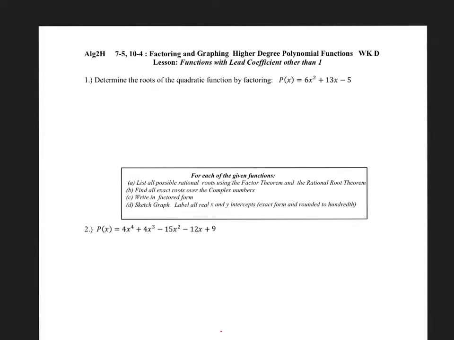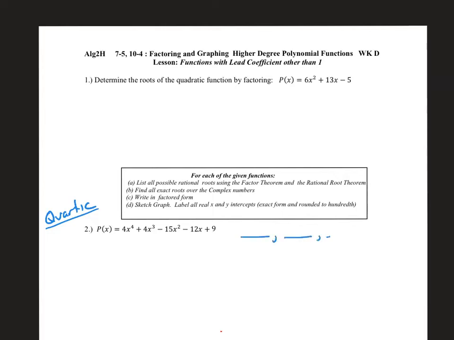Now, what we're going to do is extend this idea of finding roots to problem number 2, which, as you could see, since it's x to the 4th, is a quartic. And since it's a quartic, it's going to have 4 roots.